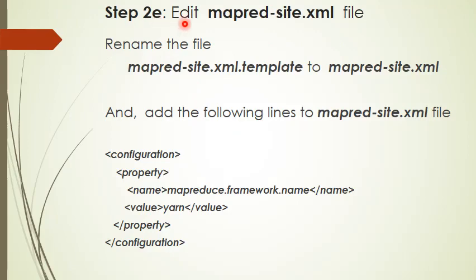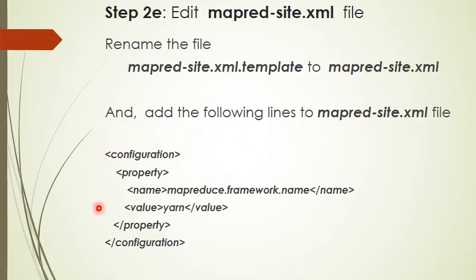Step 2e, edit the mapred-site.xml file. Rename the file mapred-site.xml.template to mapred-site.xml. Now what happens in the Hadoop installation? There is no file by the name mapred-site.xml, only this template file. So rename it to mapred-site.xml and add the following contents.